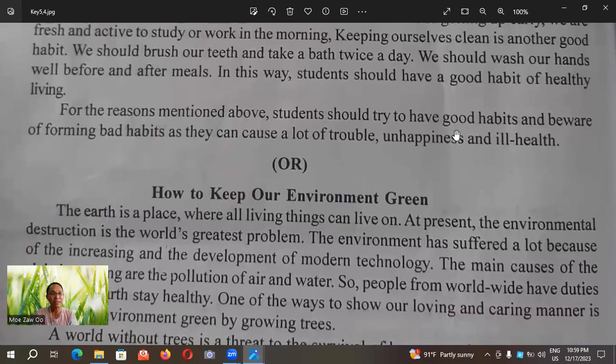For the reasons mentioned above, students should try to have good habits and beware of forming bad habits, as they can cause a lot of trouble, unhappiness and ill health.